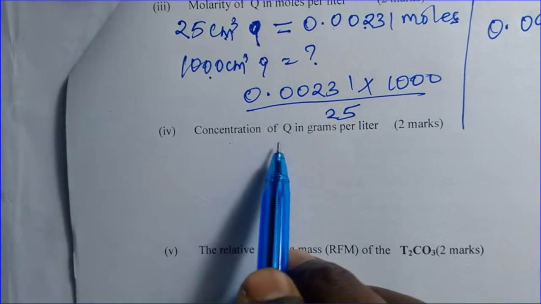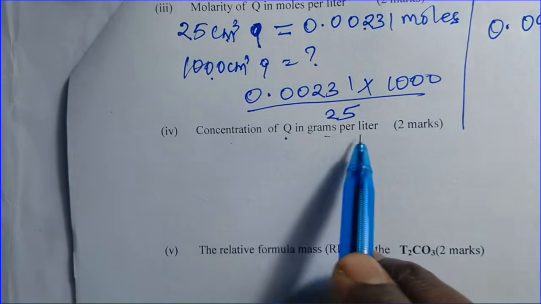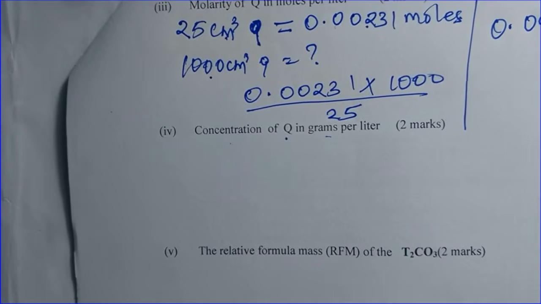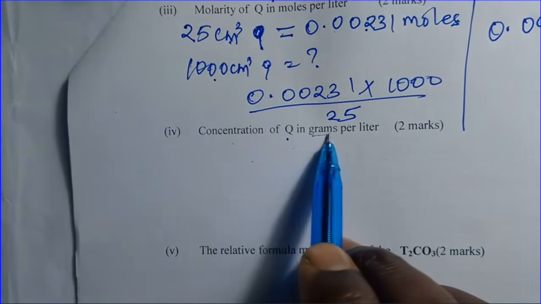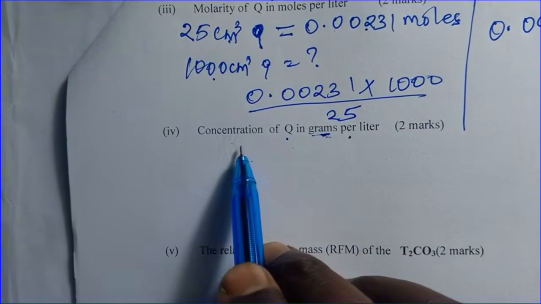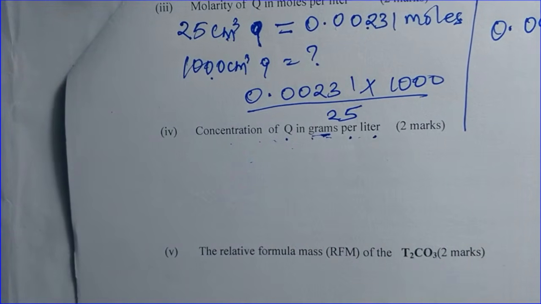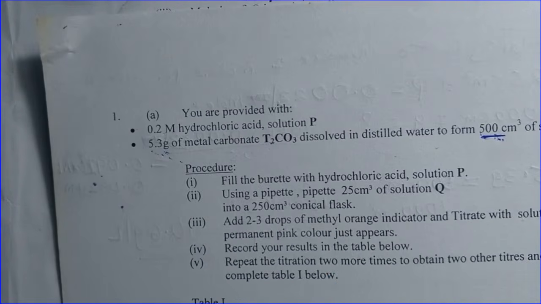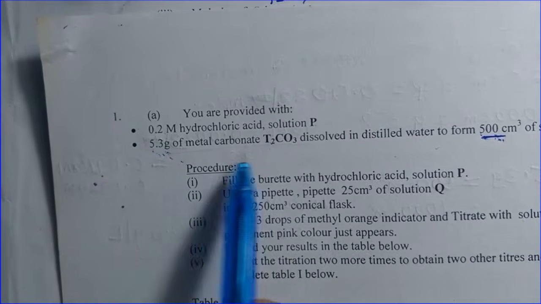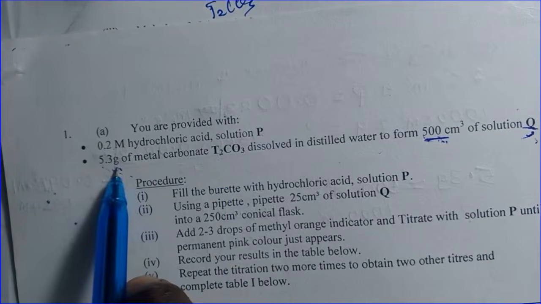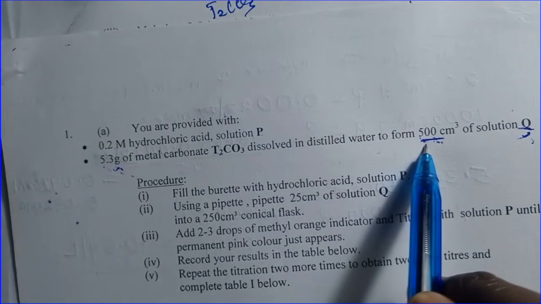The concentration of Q in grams per liter. In this one, they are asking you to calculate the mass in grams per liter. Remember now, go back to what you are provided. We were given the mass of Q in 500 cm³. Now we want the mass in a liter, grams per liter.